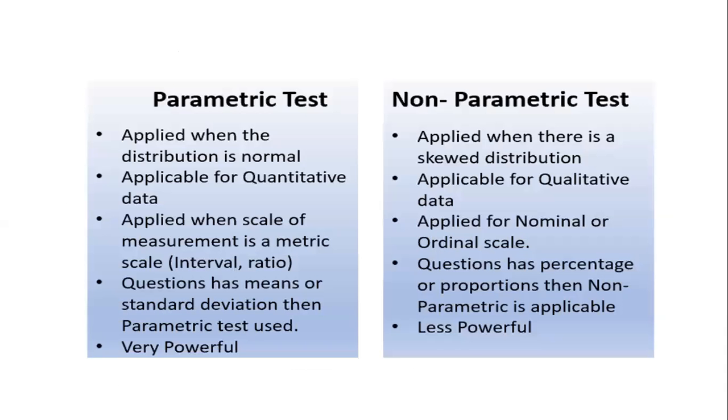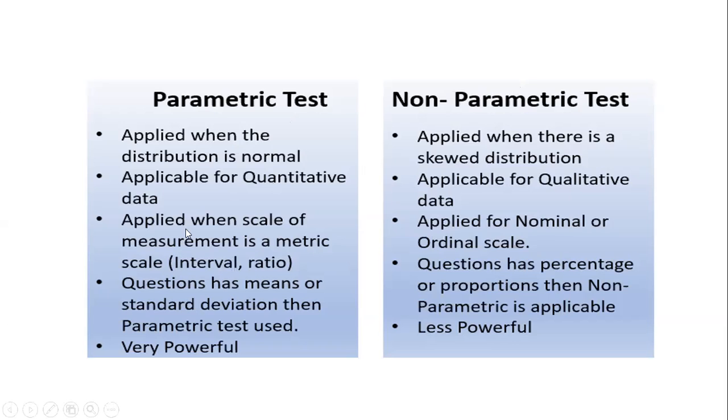Let me give you a clear picture about parametric versus non-parametric. Normally, we apply a parametric test when the distribution is normal, the normal or bell-shaped distribution. If you go for a parametric test, your data should be normally distributed, right? But in non-parametric, your data is not normally distributed. It is skewed from your mean value, right? Also, in a parametric test your data should be quantitative, but in a non-parametric test your data are qualitative.